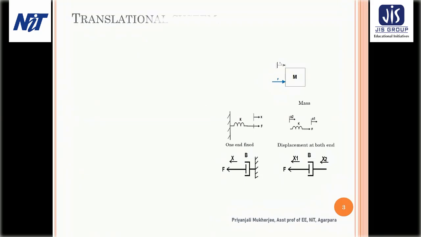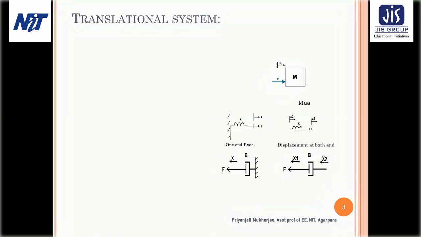So, consider the translational systems. Actually, the mathematical model consists of a collection of equations describing the behavior of the system. The dynamic behavior of the system is represented by the set of differential equations which are obtained based on the fundamental laws of the physical system. In the last class, we have studied that for electrical systems, we have applied the KCL and KVL. And here, we will apply Newton's law for the mechanical systems.